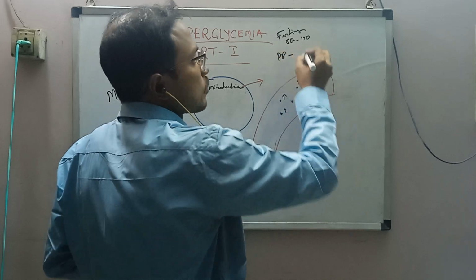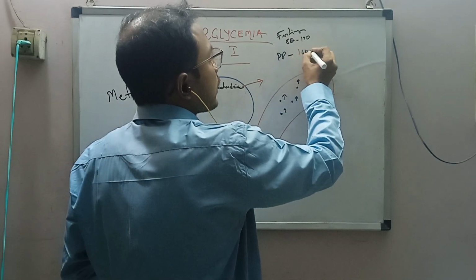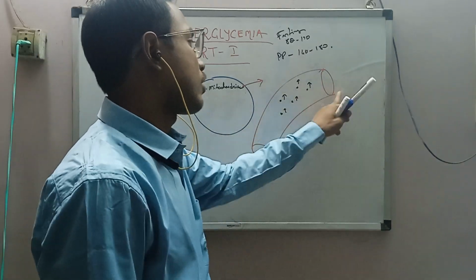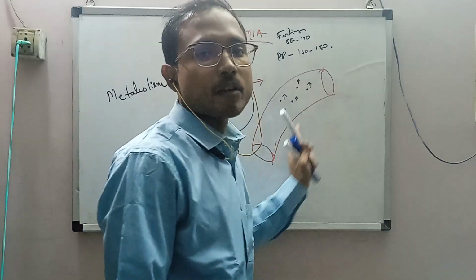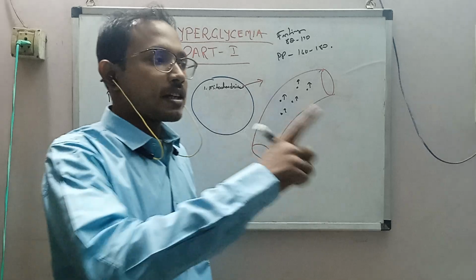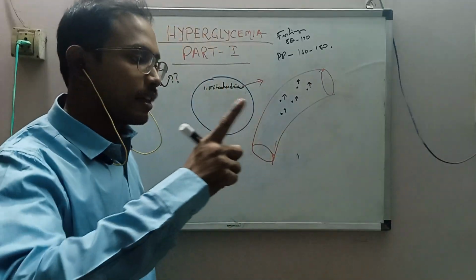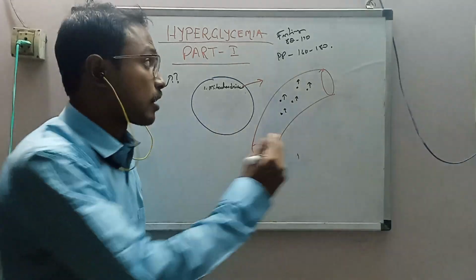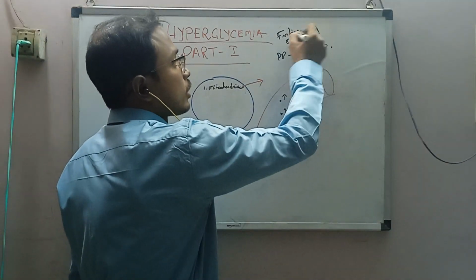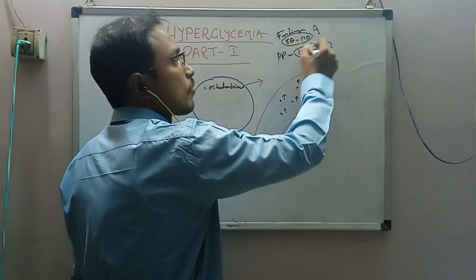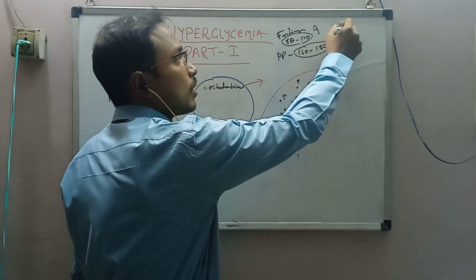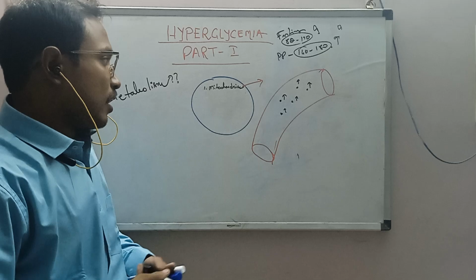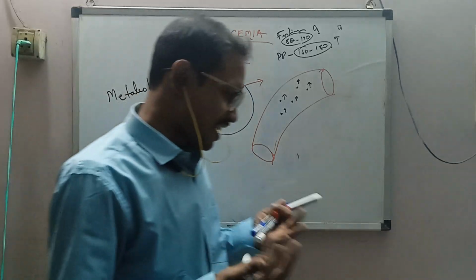And that is fasting. And what is PP? Postprandial, 140 to 180. That concentration should be maintained inside your systemic circulation. Then the person is healthy and is not undergoing any hyperglycemic condition. When the fasting level elevates above 80 to 100 and PP goes above the 140 to 180 range, then it is called hyperglycemia.